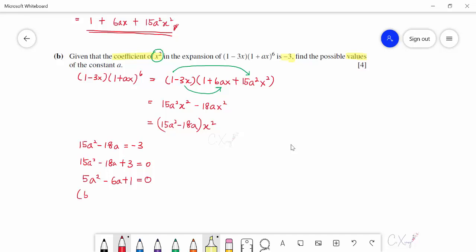All right, then you can see that you actually get a quadratic equation in terms of a. So you can try to factorize it. Okay, so I'm having a equals to 1 over 5 and also a equals to 1, where we get the values of a. So there are two values for a, okay, for this question.